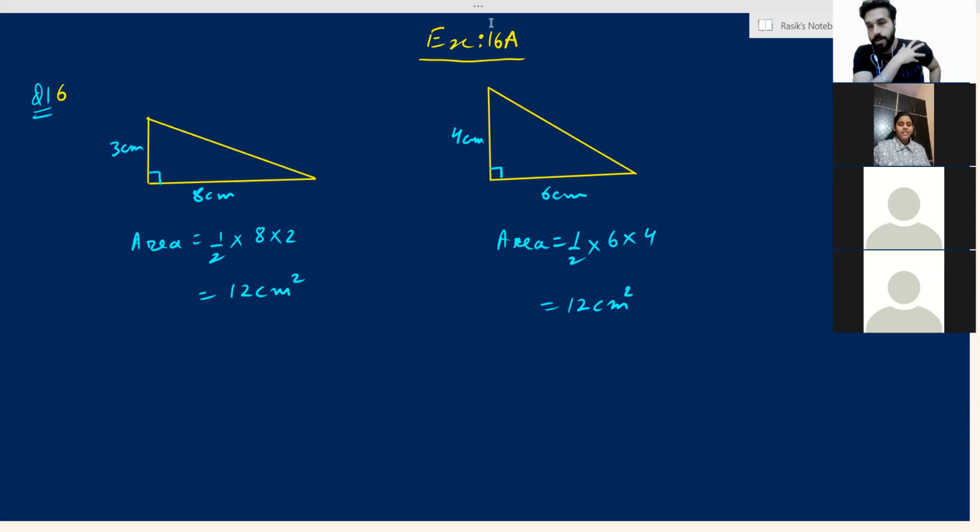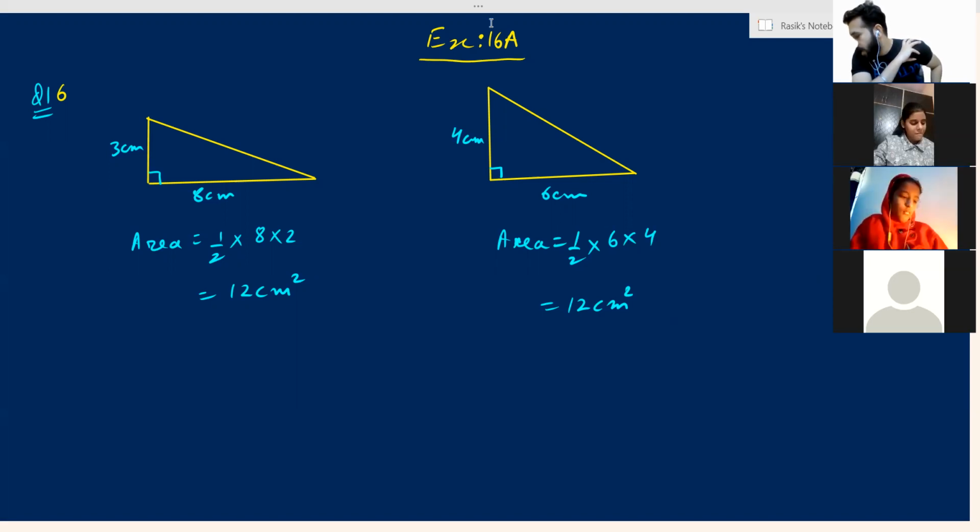Okay, all of you ready? Very good. First one. Two line segments are congruent if they have same length. Same length. Line segments are congruent when their length is same.